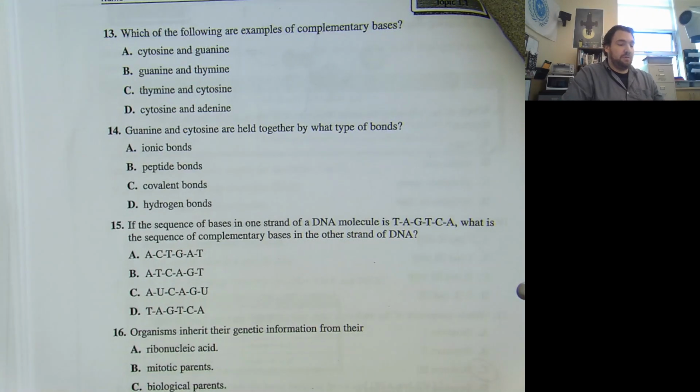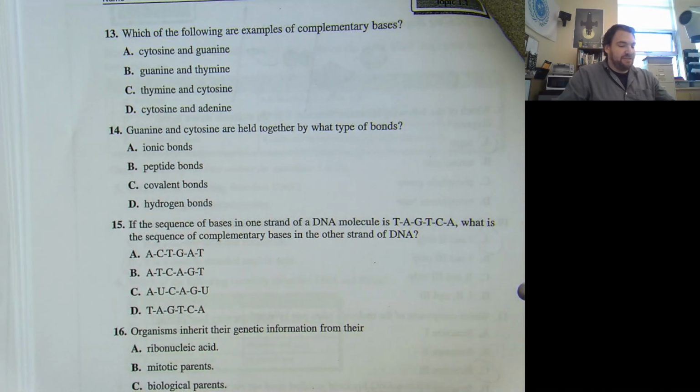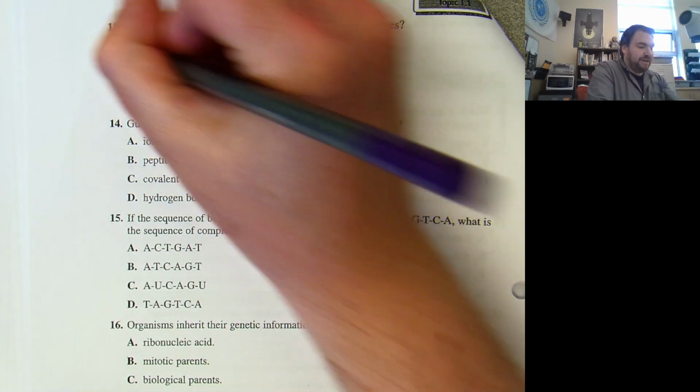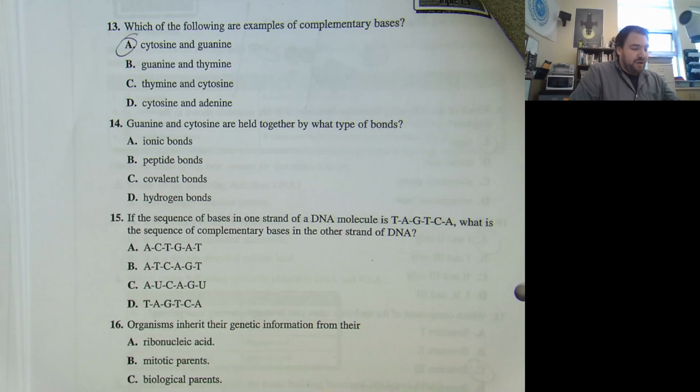Okay. Stop me if you need to. 13. Complementary bases are? Letter A. Cytosine and guanine would be the only correct example there. Guanine and cytosine are held together by what type of bond?